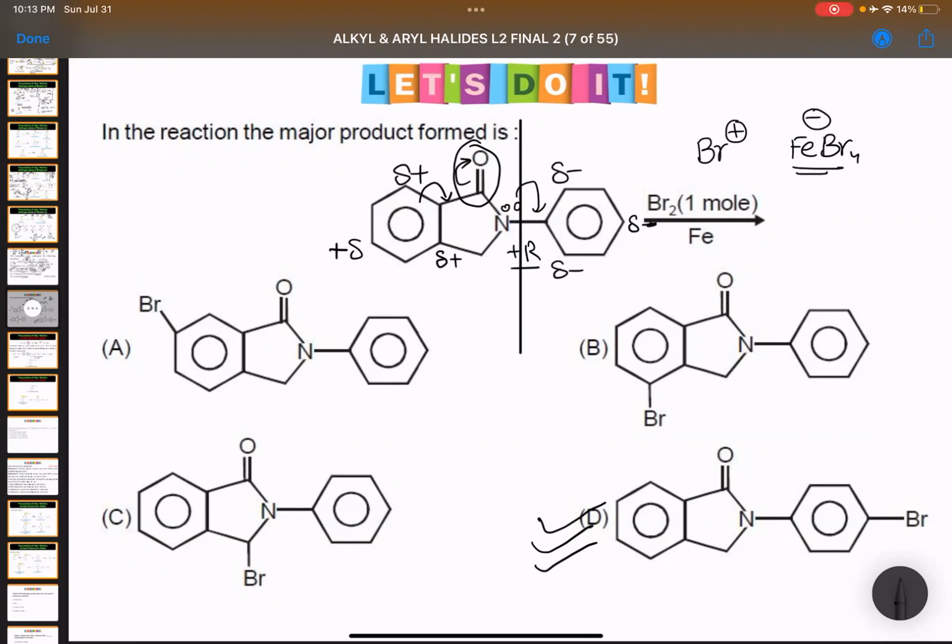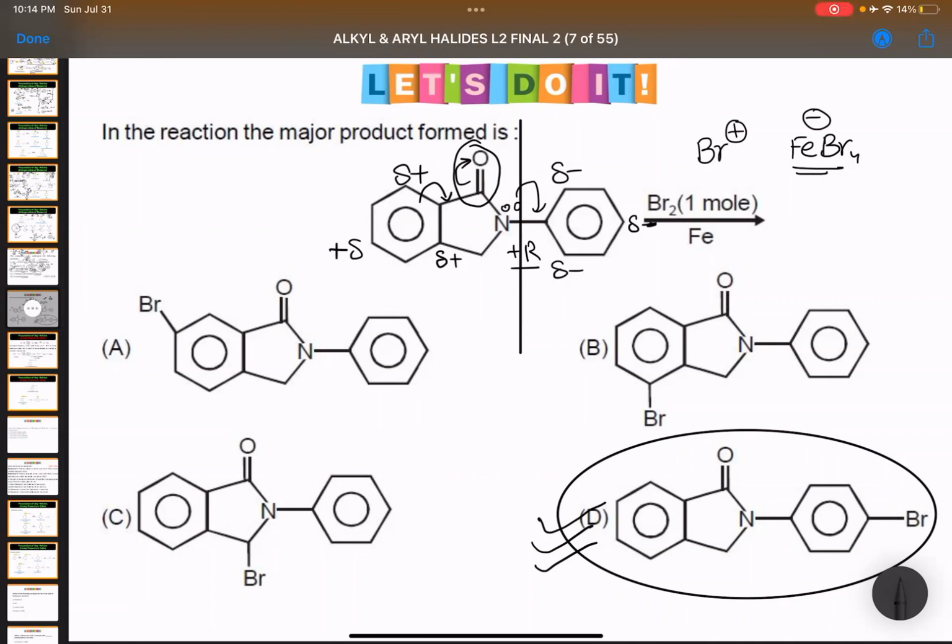And the answer is very obvious. Br will attach itself at ortho and para positions. Okay, so this is going to be the answer. In this case, the ortho product will be formed in less amount because this group as a whole is very big. Because of this bigger group, the ortho positions will be more repelled and the electrophile will not get attached to ortho positions in more amount. So the para product will be the major product.